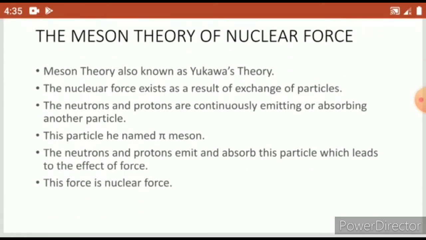The meson theory, what Yukawa basically said, is this: the nuclear force exists as a result of the exchange of particles. It means that the neutrons and protons are continuously emitting or absorbing another particle, which is known as the pi meson. Whenever nearby neutrons and protons emit and absorb this particle, this leads to the effect of force, which is known as the nuclear force.